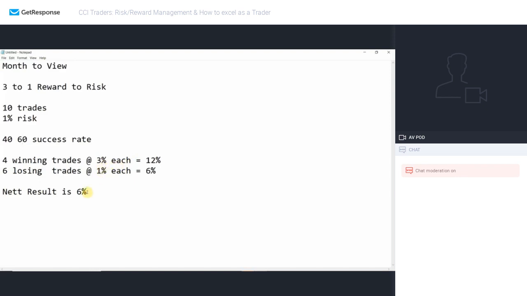Now the only thing I would add to that is, when you have a higher reward to risk, your success rate can drop, but you can still make money and be profitable. However, with your losing trades, you need to get accustomed to actually having more losing trades, and that again is a psychological thing to deal with. But that's how a 3 to 1 reward to risk or more can really help you grow your account.